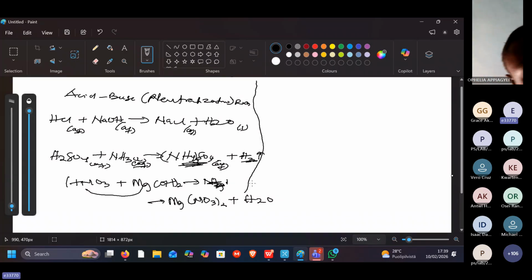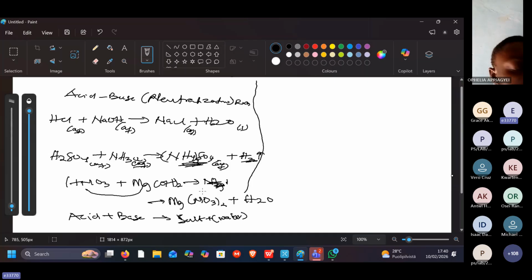Okay, so in an acid-base reaction or neutralization reaction, when we mix an acid plus a base, the summary is that in neutralization, we are going to be producing a salt, and the salt is in water. So the salt is in water.